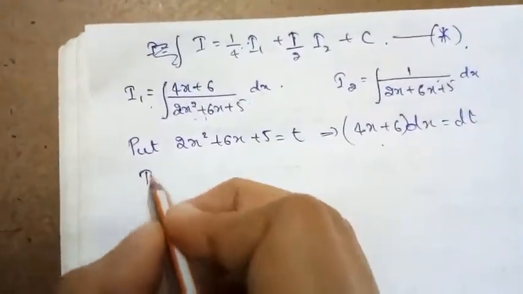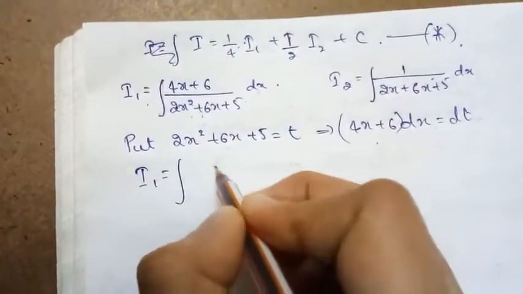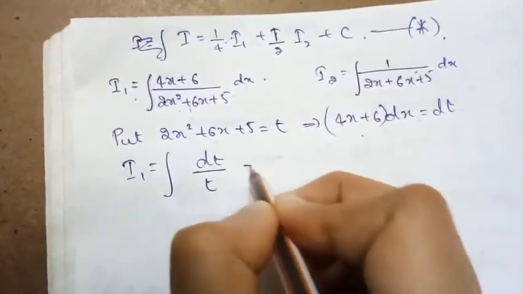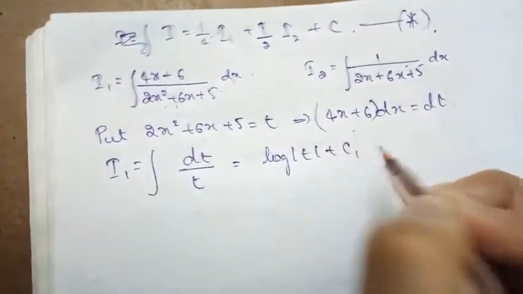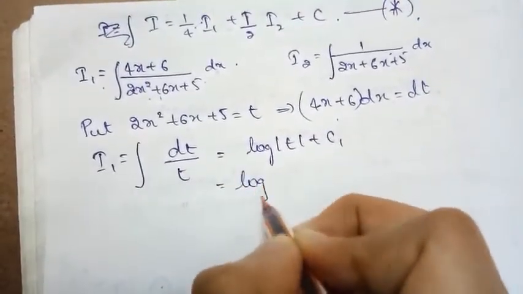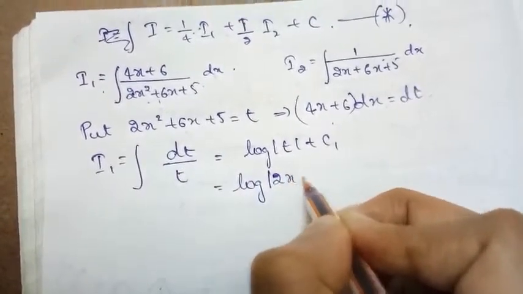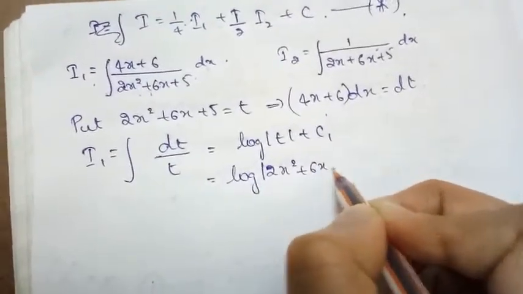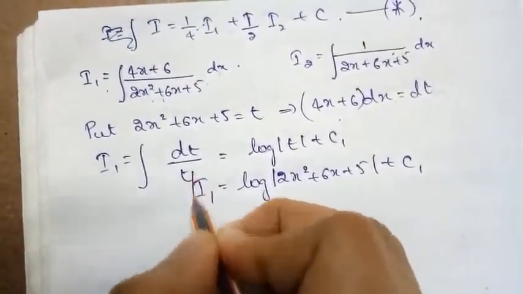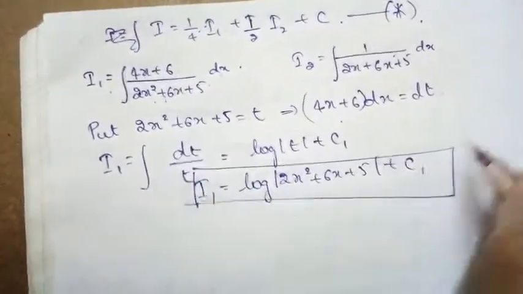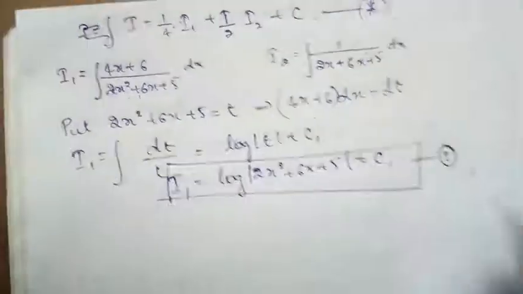So what happens to our integral I1? It is equal to dt by t. So integration of this one is nothing but log of mod t plus c1. So what is our t? It is nothing but log of mod 2x square plus 6x plus 5 plus c1. So this is the value of integral, that is I1. I am calling this one as our equation 1.